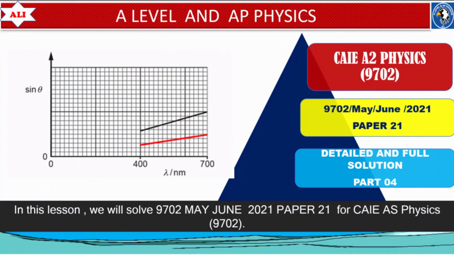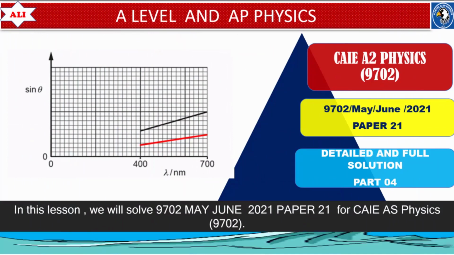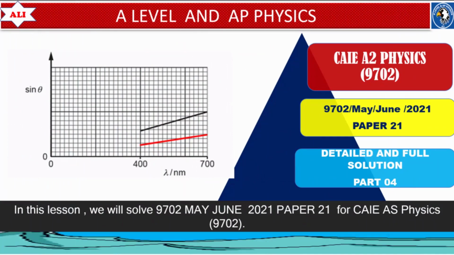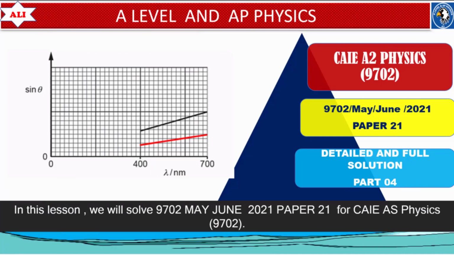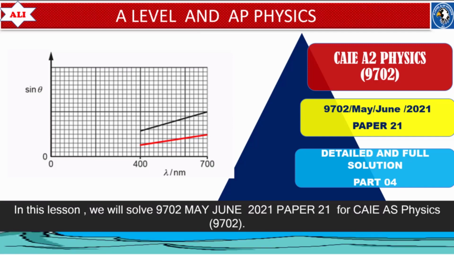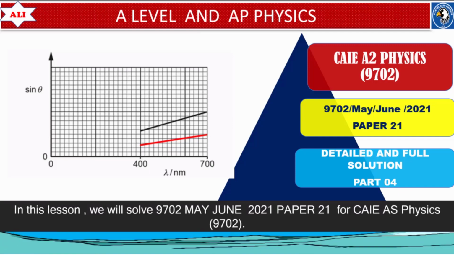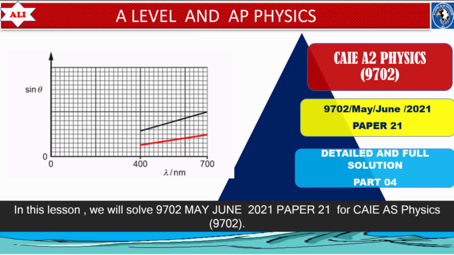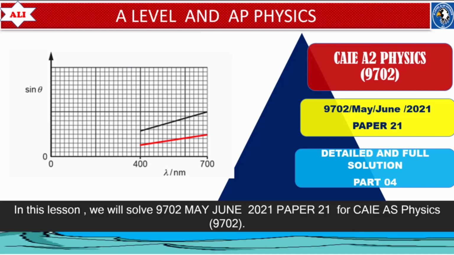Welcome to A-Level and AP Physics. In today's lesson, we will discuss question number 4 from May June 2021, paper 2-1. This question is about waves, especially based on properties of waves and diffraction grating. These two concepts are very important because most of the time they will ask about these concepts in the CIE exam.